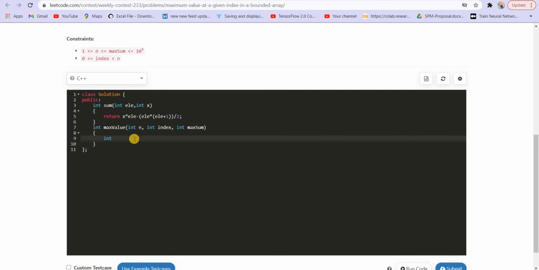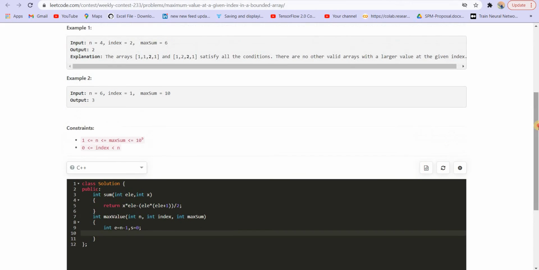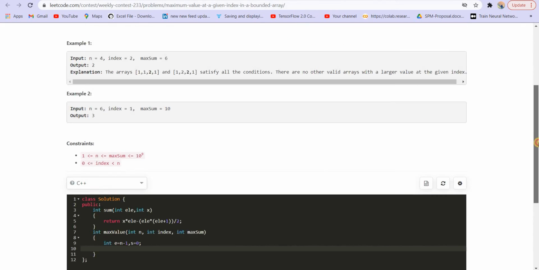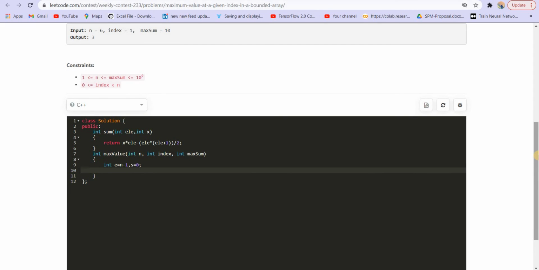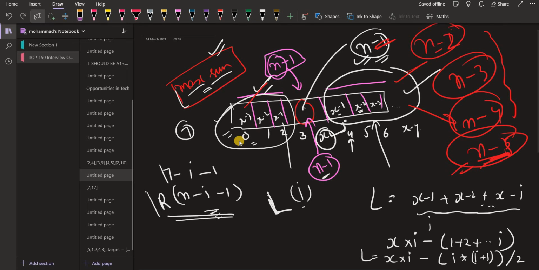For that I will keep 2 pointers, start and end. End will be equal to n minus 1 because this is the maximum that I can have, and start will be equal to 0. This is the minimum that I can have. But wait a second, there's another condition as well. The condition is all the numbers should be positive.